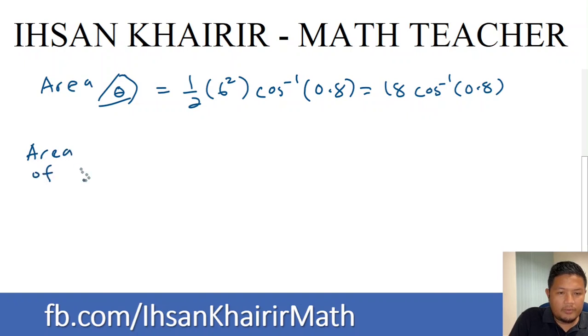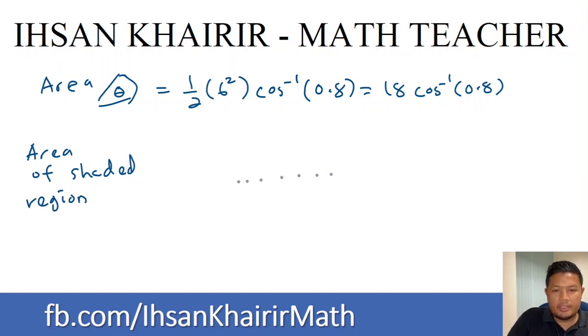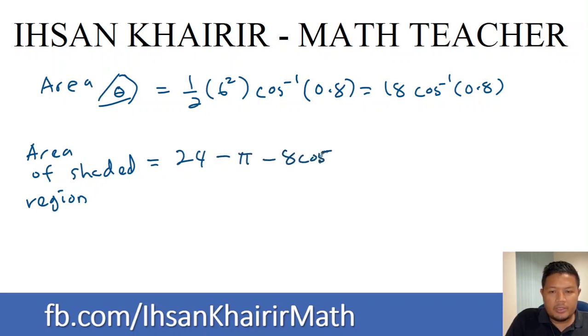So now, the area of the shaded region will be the area of the triangle minus the 3 sectors. The area of the triangle is 24, minus the sectors: minus pi, and then minus 8 inverse cosine 0.6, and then minus 18 inverse cosine 0.8.